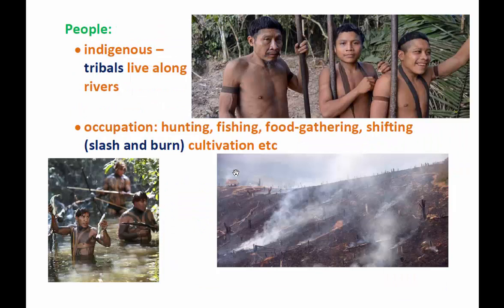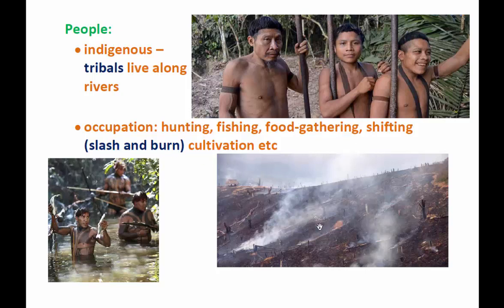People. These are the indigenous tribal people. You can see from the picture some of the tribal peoples who live along the Amazon River. Their main occupation is hunting and fishing. In the picture you can see those indigenous people of the Amazon basin going out for fishing. They also practice food gathering and shifting cultivation. This shifting cultivation is also known as slash and burn.